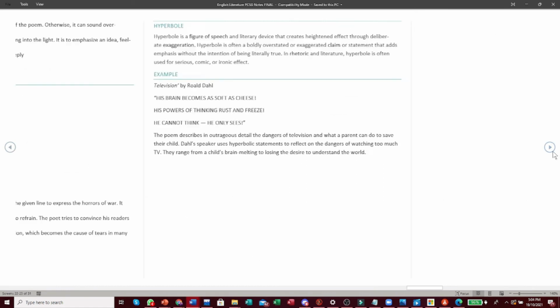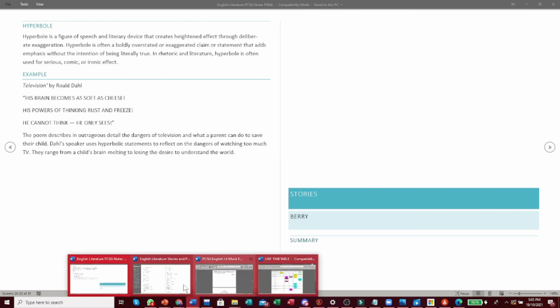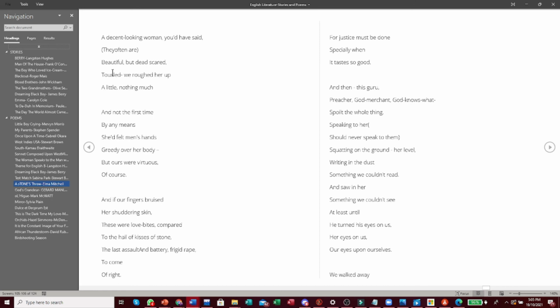Hyperbole is a figure of speech and literary device that creates heightened effect through deliberate exaggeration. Hyperbole is often a boldly overstated or exaggerated claim or statement that adds emphasis without the intention of being literally true. In rhetoric and literature, hyperbole is often used for serious, comic, or ironic effects. Do y'all see that here? I think so, because I'm teaching that. If you don't agree, you don't agree.